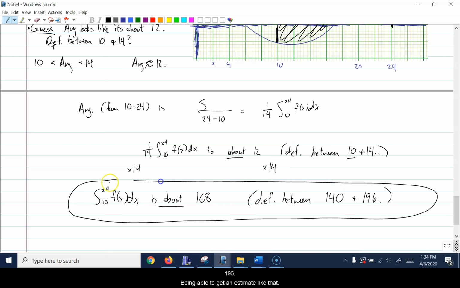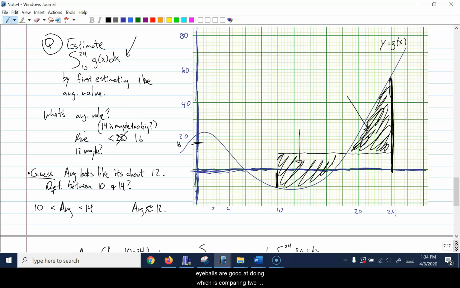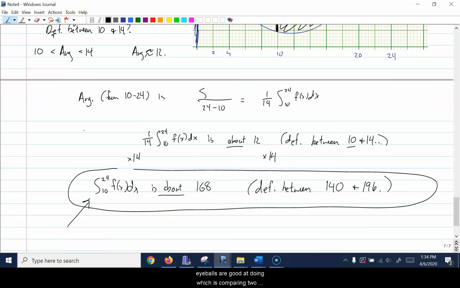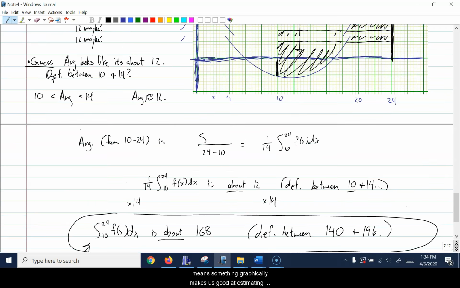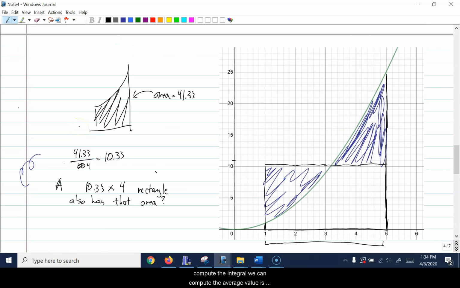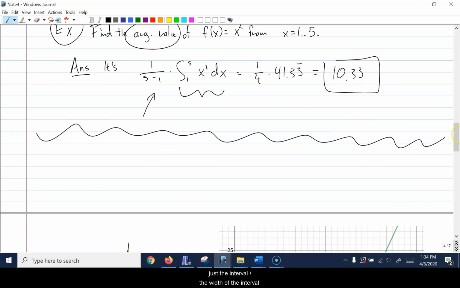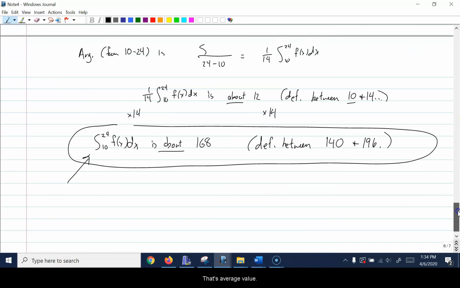Being able to get an estimate like that without counting any boxes, just using the things that our eyeballs are good at doing, which is comparing two quantities, is pretty cool. Okay, so that's the average value. Graphically, it means something. The fact that it means something graphically makes us good at estimating it graphically, but in any context where we can compute the integral, we can compute the average value. It's just the integral divided by the width of the interval. That's average value. Let's move on to the next one.